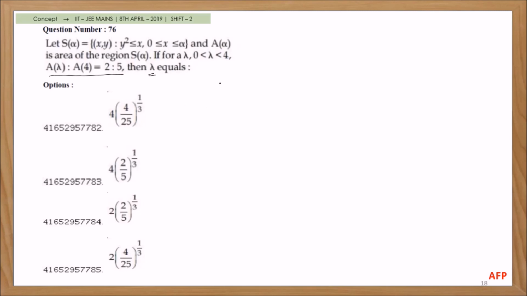So first we shall draw the graph, x axis, y axis. You can see this is a parabola. This parabola passes through the origin and opens towards the right-hand side. So this is y squared equals x. Now here the x value is given as alpha, so it is a straight line parallel to the y axis, x equals alpha. We have to find this area.